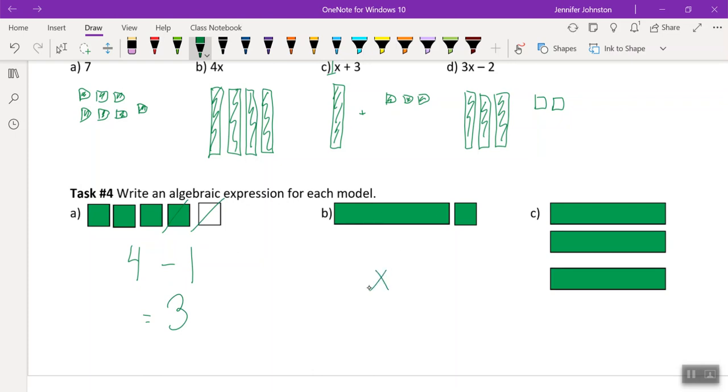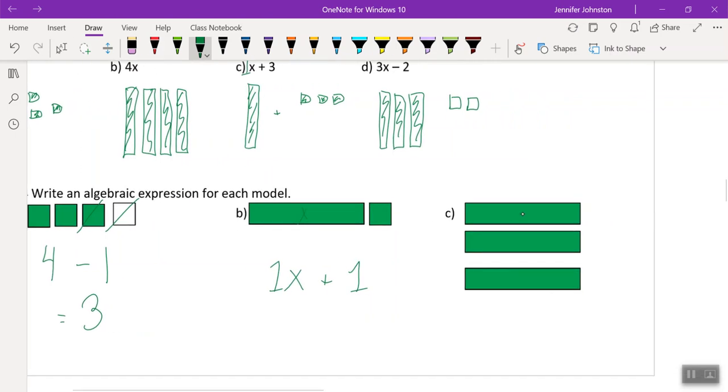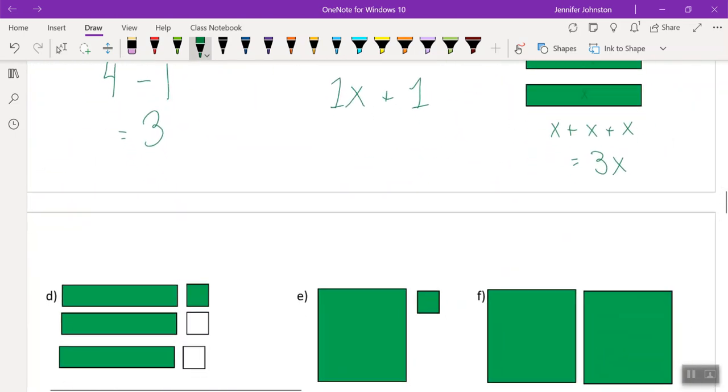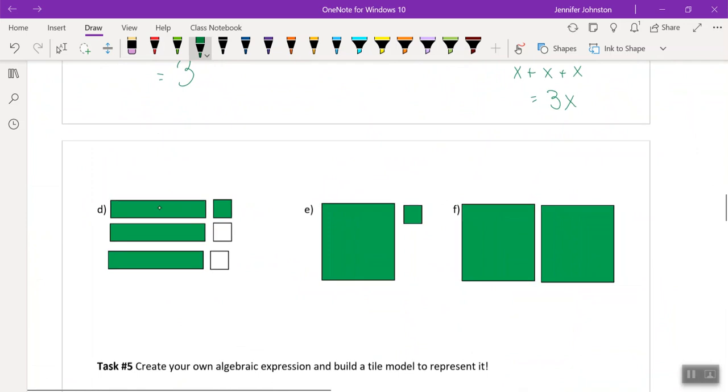This would be 1x plus 1, because there's one single one here, and this would be a value of x. Here we have 1, 2, 3 x's, so x plus x plus x, which gives us 3x. One, two, again, 3 x's, so x plus x plus x plus 1 minus 1 minus 1.